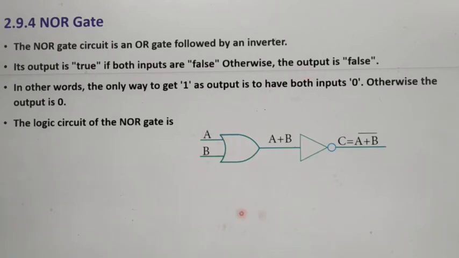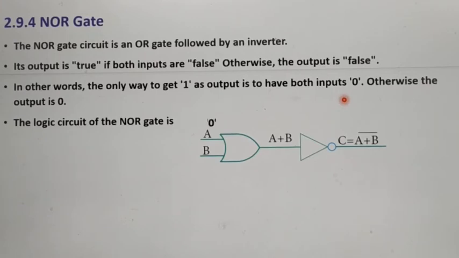If both inputs are false, our output will be true. For other remaining possibilities, the output will be false only. In other words, the only way to get 1 as output is to have both inputs 0. Here both inputs A is 0, B is also 0. Here A or B, both inputs are 0, so A or B is also 0.